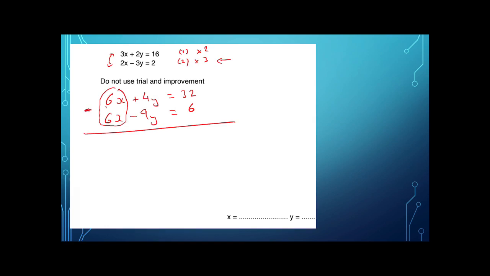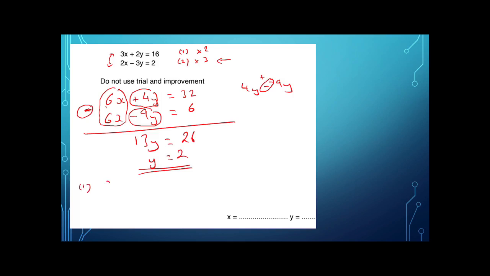Now, this is positive 4y, take away negative 9y. So let me just write that there. That's what we're doing, which is the same as adding. So we get 13y, and then we subtract 6 from 32, and that gives us 26. And that means that y is equal to 2. I'm going to put that back into equation 1.